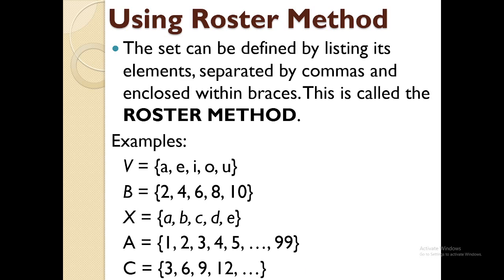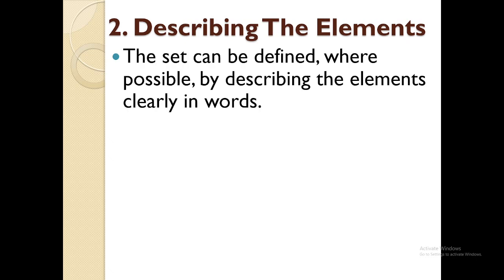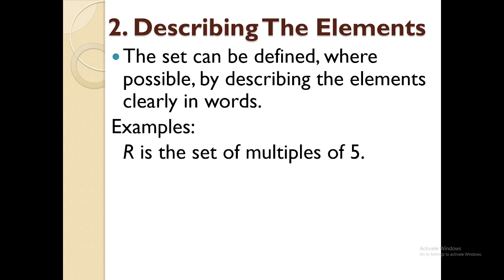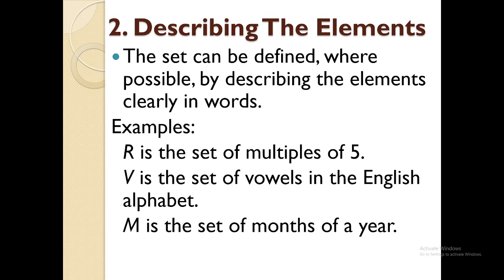Let's go to the second way of writing a set, describing the elements. The set can be defined where possible by describing the elements clearly in words. Examples. R is a set of multiples of 5. This is an example because this describes set R, and set R is simply the set of multiples of 5. V is the set of vowels in the English alphabet. M is the set of months of a year.